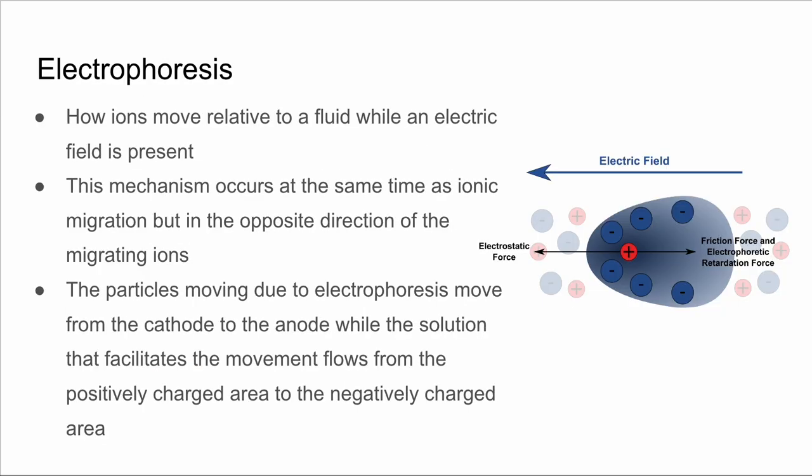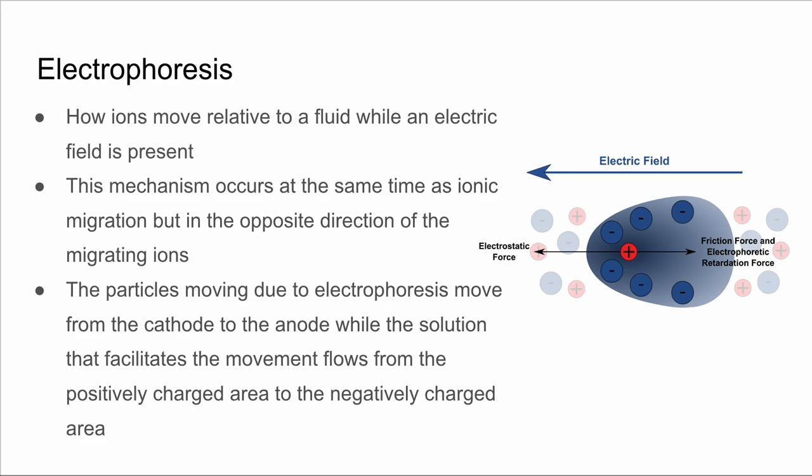The second main driving mechanism behind electrolytic processes is called electrophoresis. Electrophoresis is essentially just how charged particles move relative to the fluid they are in while an electric field is present. It happens at the same time as ionic migration does, but it occurs in the opposite direction of the migrating ions.